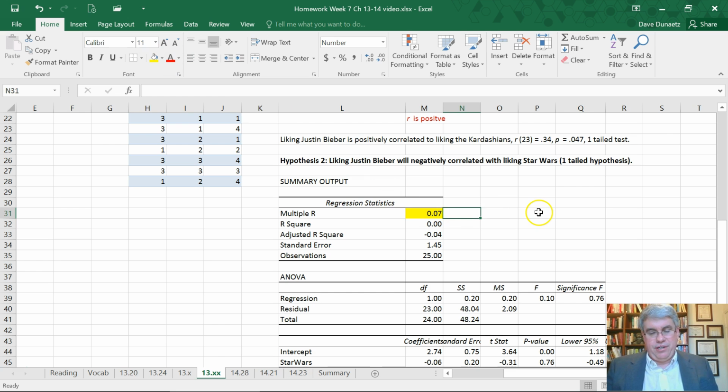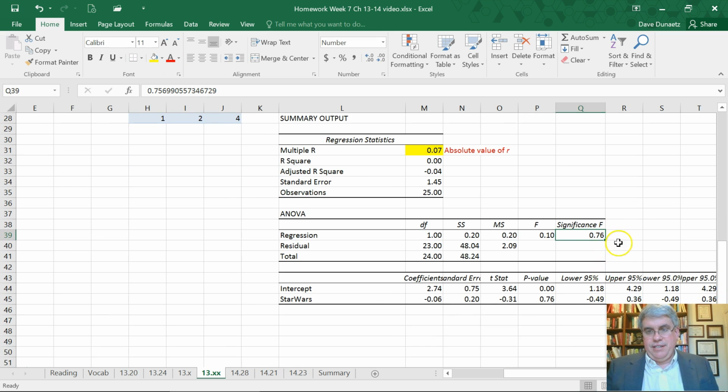That's not very strong. So this is the absolute value of R. This is the significance, 0.76. That's not encouraging. This is the two-tailed p-value.